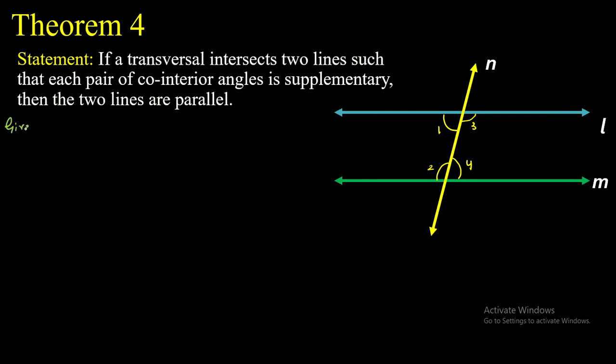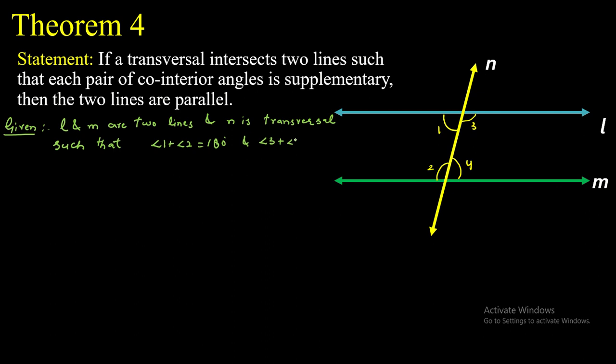So it is given L and M are lines and N is transversal such that angle 1 plus angle 2 is 180 degrees and angle 3 plus angle 4 is 180 degrees. Now we have to prove that L is parallel to M.